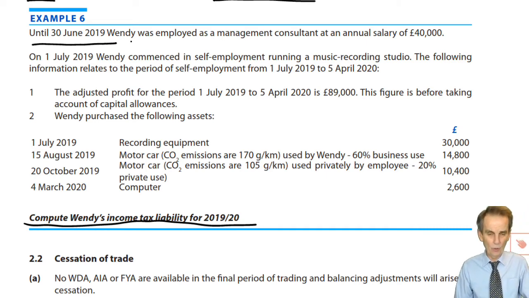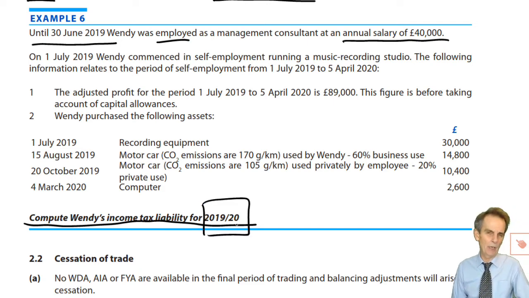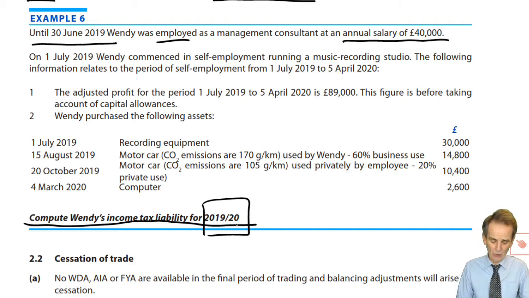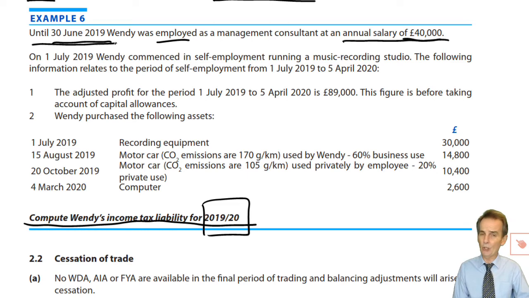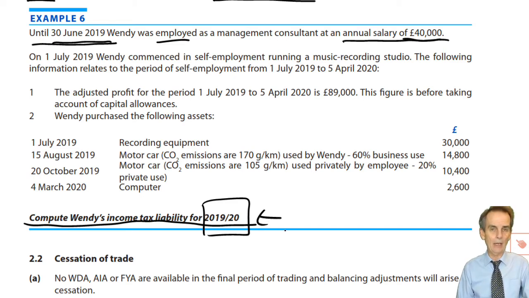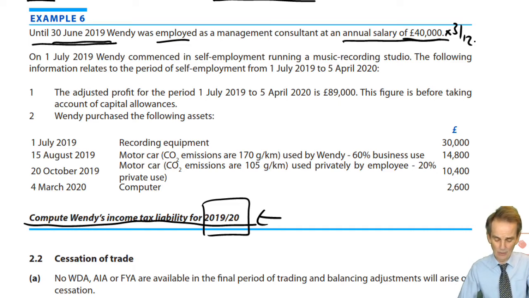Until the 30th of June 19, Wendy was employed and had an annual salary of £40,000. Now remember, we're doing the income tax computation for 1920, so there's relevant information there. At the start of this particular tax year, at the start of the 1920 tax year, she was in employment at an annual salary of £40,000. And that was the case up until the 30th of June. So we've got, therefore, the April, May and June salaries that would be received and therefore to be included in the 1920 tax year's income tax computation. So we will need 3/12 of that to go in as employment income.